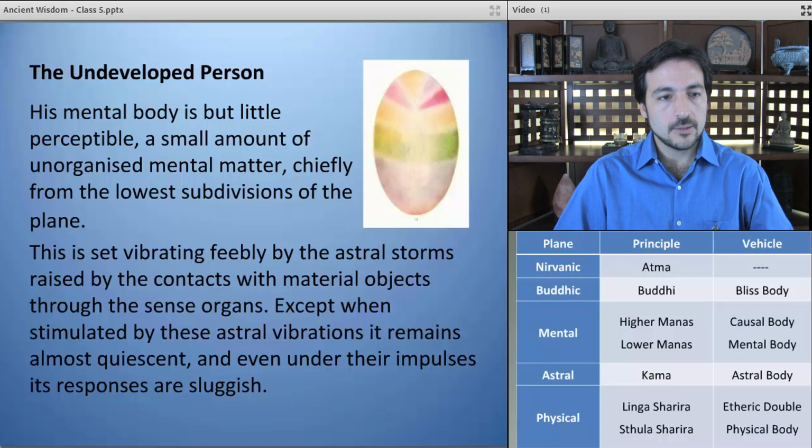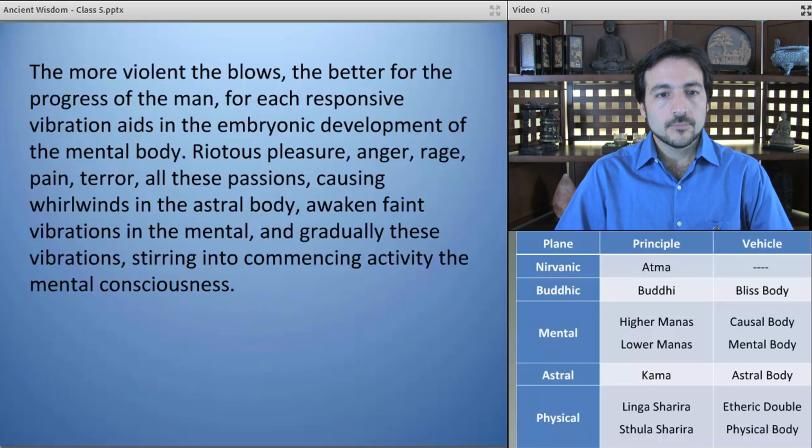The more violent the blows, the better for the progress of the man, for each responsive vibration aids in the embryonic development of the mental body. Riotous pleasure, anger, rage, pain, terror, all these passions, causing whirlwinds in the astral body, awaken faint vibrations in the mental, and gradually these vibrations, stirring into commencing activity, the mental consciousness.